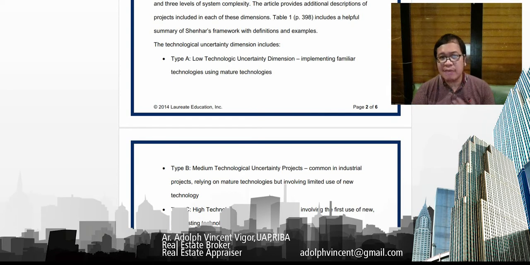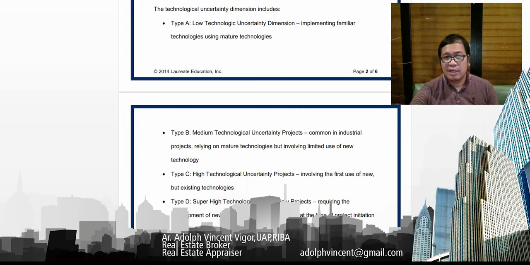Then we have type C, which are high technological uncertainty projects involving the first use of new but existing technologies. Then we have type D, or the super high technological uncertainty projects requiring the development of new technologies that do not exist at the time of project initiation.